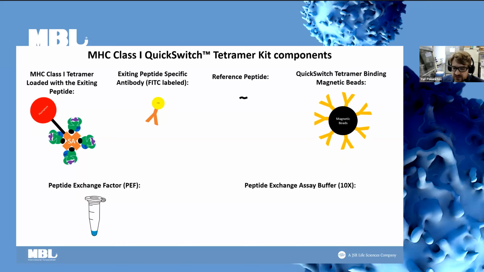Volume of PAF for about 10 exchange reactions in each kit. And please do not attempt to perform the exchange reaction without adding any PAF. Even if you're sure that your peptide is a high binder, it will not work. All the necessary volume of wash buffer that will be used for the wash of magnetic beads and the dilution of the anti-exiting peptide antibody is included in the kit.